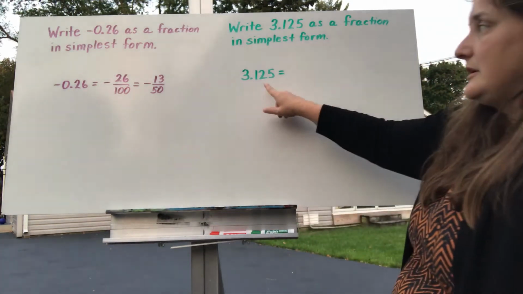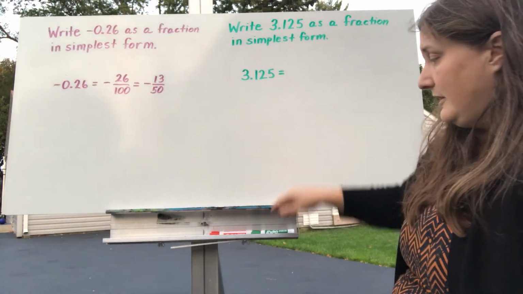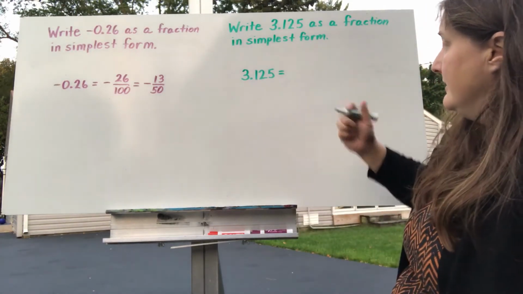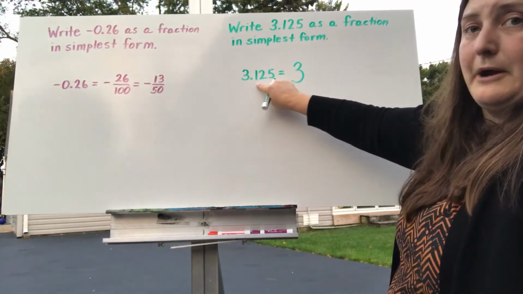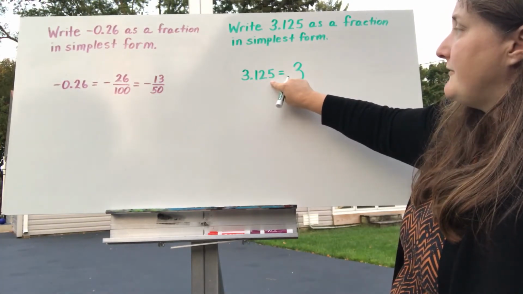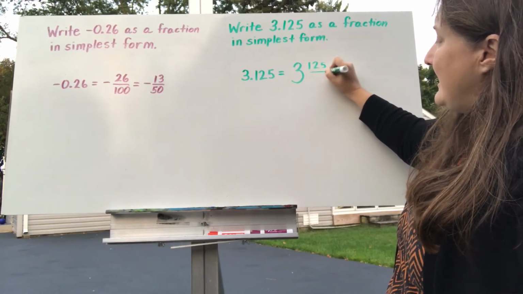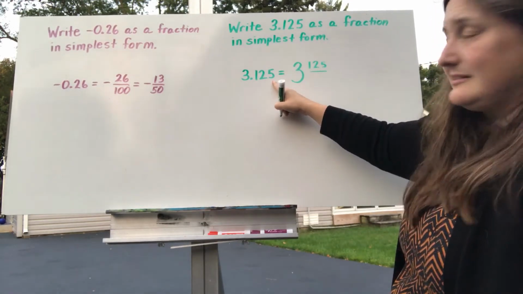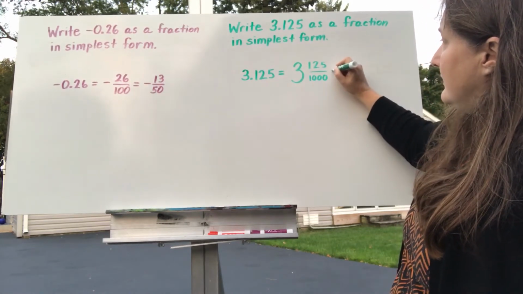So let's try another one. Here we have 3 and 125 thousandths. So the 3 goes out front. This fractional part here, the 125, is my numerator, and it ends in the thousandths spot. So 1,000 is my denominator.